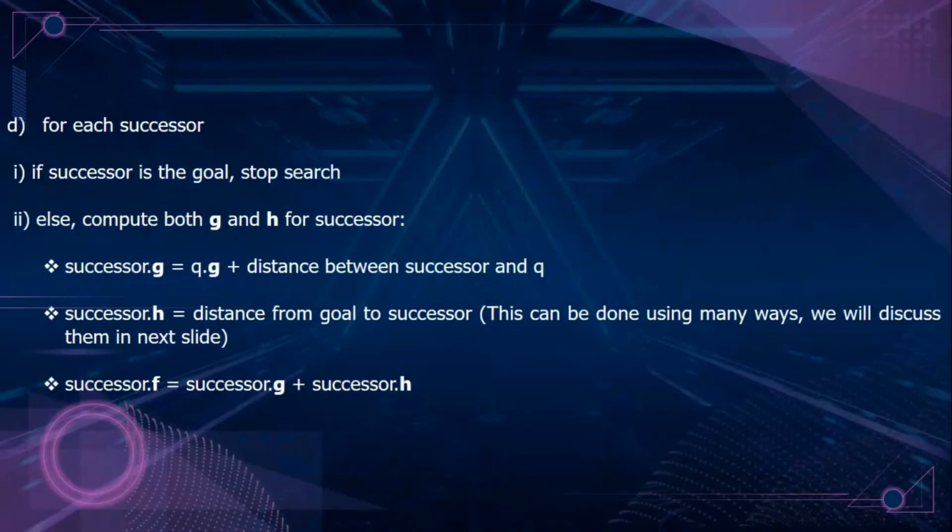D. For each successor: 1. If successor is the goal, stop search. 2. Else, compute both G and H for successor. Successor.G equals Q.G plus distance between successor and Q. Successor.H equals distance from goal to successor. This can be done using many ways. We will discuss them in next slide. Successor.F equals successor.G plus successor.H.